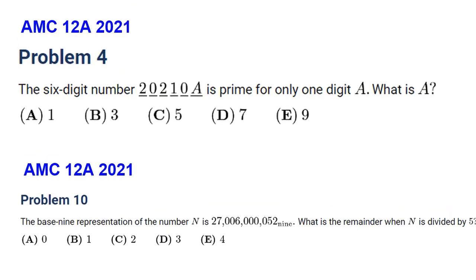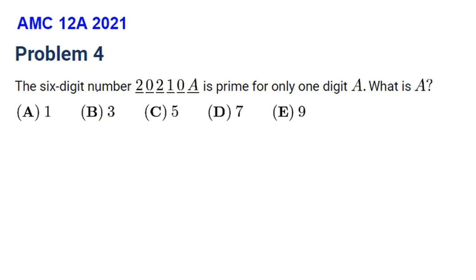So for this one, it says the 6-digit number is prime for only one digit a. What is a? Let's check the sum of digits, which is 2, 2, 1, 5. If a is 1, then it will be a multiple of 3. If it is 7, also it will be a multiple of 3. If the last digit is 5, it's a multiple of 5.